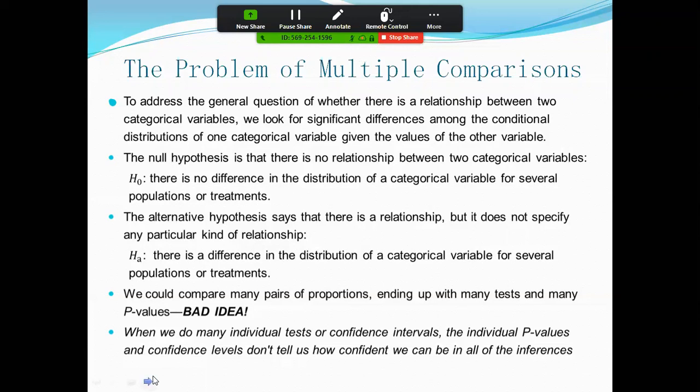We could compare many pairs of proportions, ending up with many tests and many p-values. Bad idea. When we do many individual tests or confidence intervals, the individual p-values and confidence levels don't tell us how confident we can be in all of the inferences.